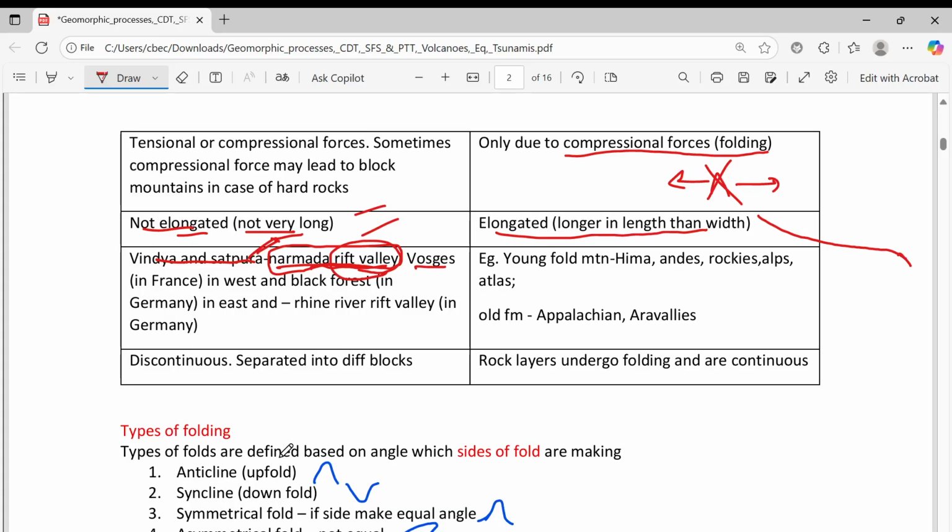Similarly, there is Vosges in France in the west and Black Forest in Germany in the east. In between, there is the Rhine River Rift Valley, that is in Germany. So this is the Vosges, this is the Black Forest. In between, the Rhine Valley is there. These are discontinuous: here one block, here one block. But if you take the Himalayas, they are continuous. There are no block separations.